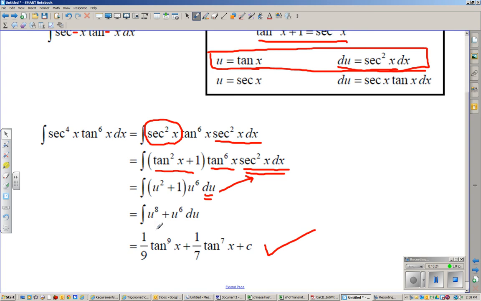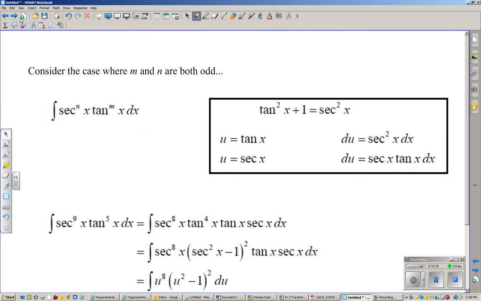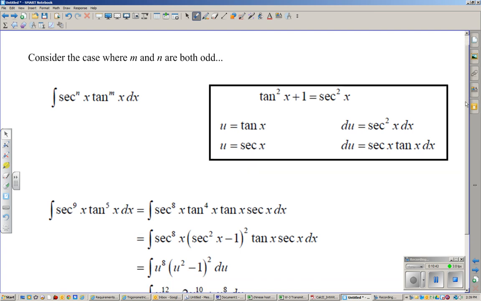U to the 9th over 9, but back substitute, remember u is tangent, so tan to the 9th x over 9, minus tan to the 7th x over 7 plus c. And one more time, let's take a look. So this time let's take the situation where they're both odd, and if you have a mixture you have to toy around with it a little bit. I think it comes pretty easy.